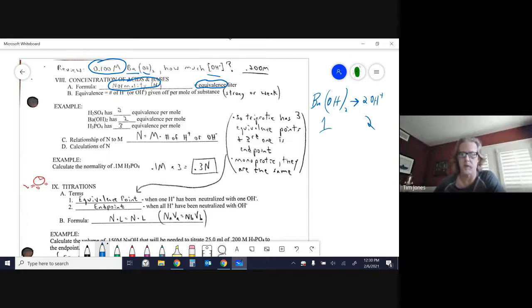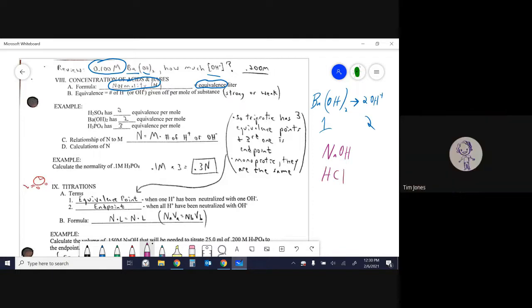So something like sodium hydroxide only gives off 1 hydroxide, so it has an equivalence of 1. Something like hydrochloric acid only has 1 hydrogen, so it has an equivalence of 1. It's the number of hydrogen or hydroxide that's given off. Whereas sulfuric acid will be 2. Barium hydroxide, as mentioned earlier, will be 2. Phosphoric acid will be 3. And again, it's not how many hydrogens it has, it's how many it gives off.